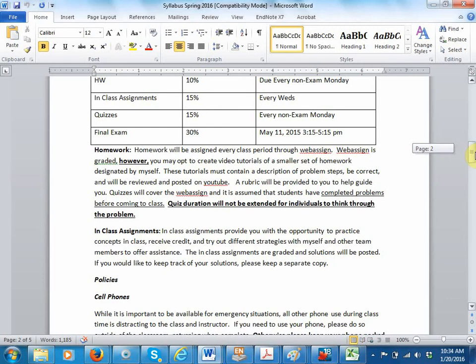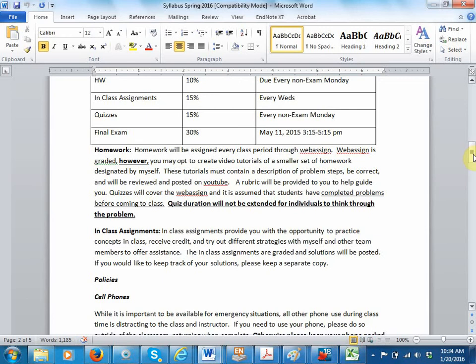Quizzes will always be at the beginning of the period. If you walk in late, you're going to be counted absent because I'm not going to be handing out quizzes in staggering motions. And I also will not give you extra time so you can think through problems for the first time during the quiz. You just have to have it down.